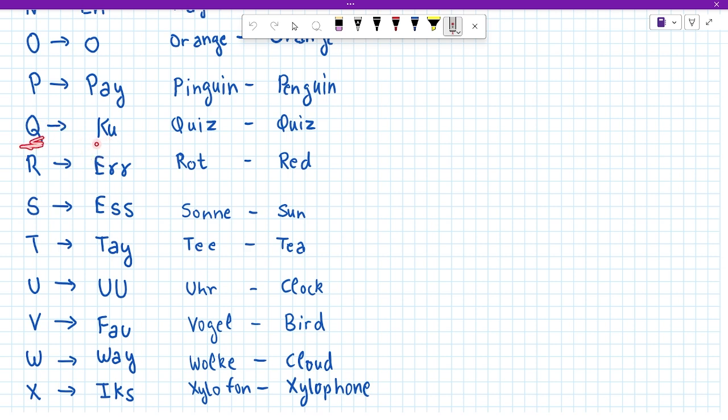Q is pronounced as Ku. Once again, Q is pronounced as Ku. R is pronounced as Air. It's similar to error, but we are just speaking the air part. S is pronounced as S. T is pronounced as Te. U is pronounced as U, with a little more emphasis on the U because we have W.